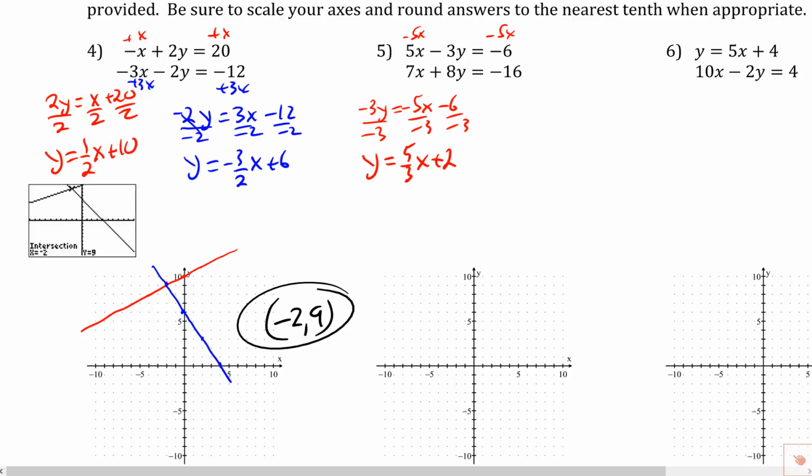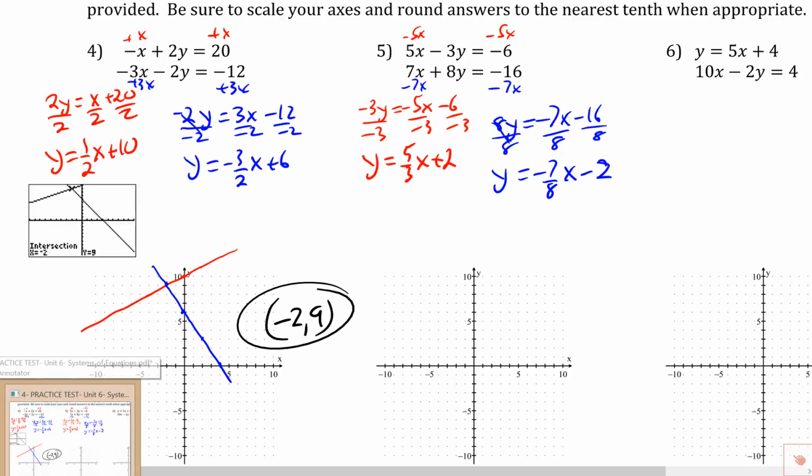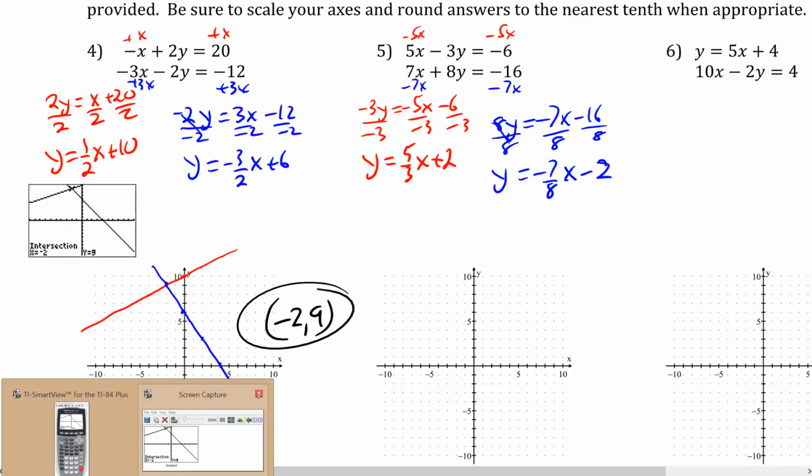And then we're going to do the other one. We're going to subtract 7x from both sides. We get 8y equals -7x, and then -16. Divide every term on both sides by the 8. So we're going to have y equals -7/8 x, and then -2. Okay, wait for that to come across there. And we're going to grab the calculator. Let's see what we've got here.